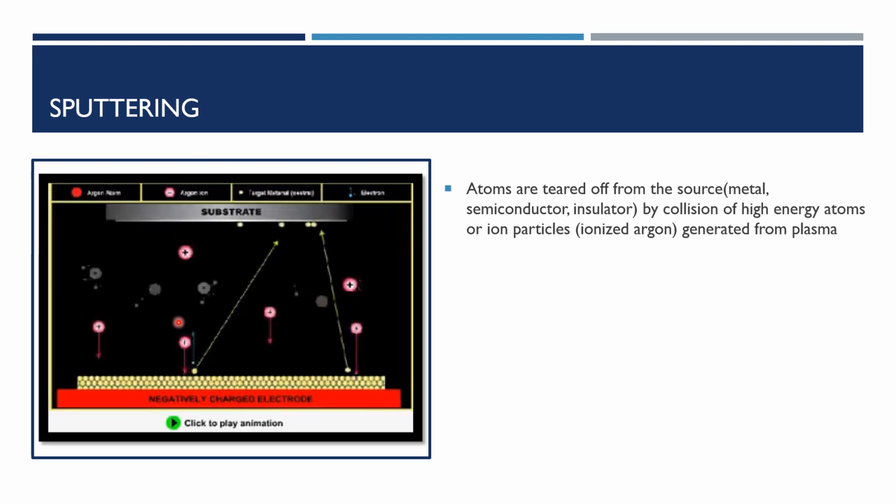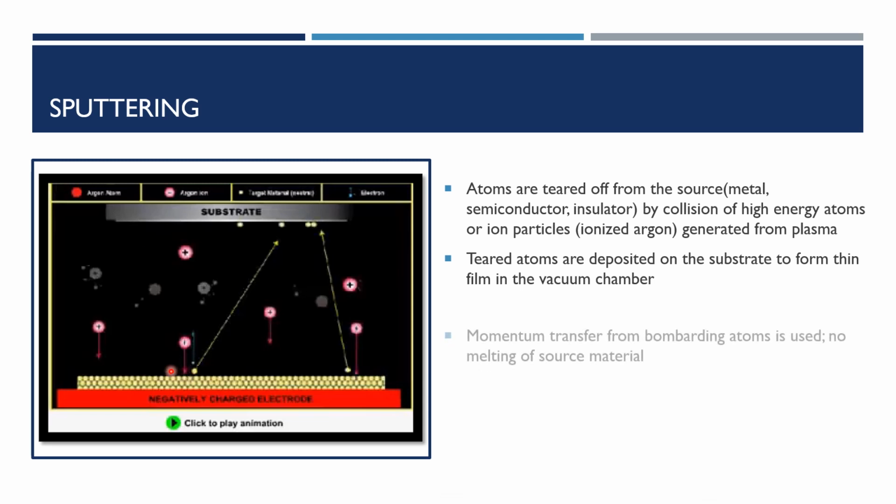As you can see here, the atoms or the plasma particles, which could be atoms or ions, are bombarded on the source material, and the source atoms are torn off from this source material. These torn atoms are deposited on the substrate to form the thin film. This whole process is carried out in the vacuum chamber to avoid any discrepancies.